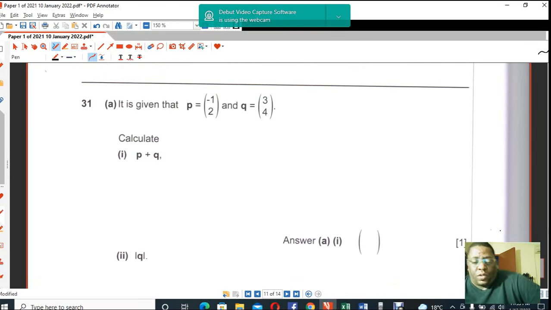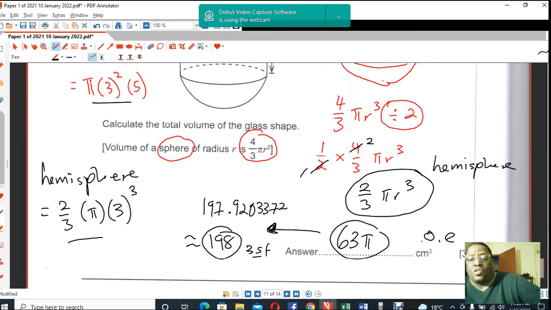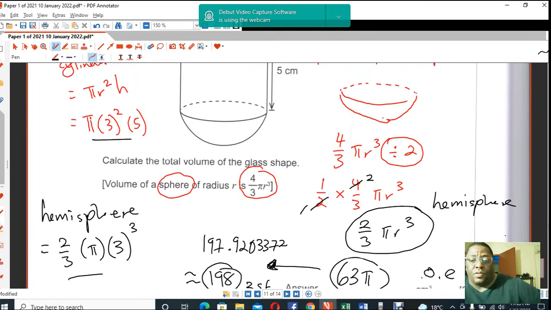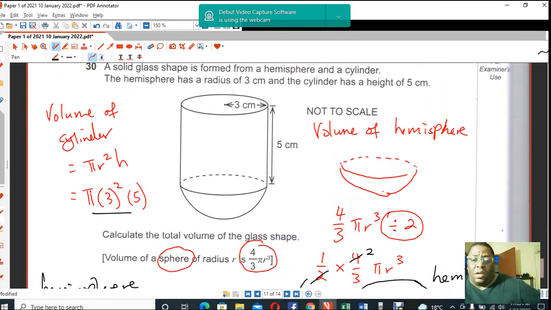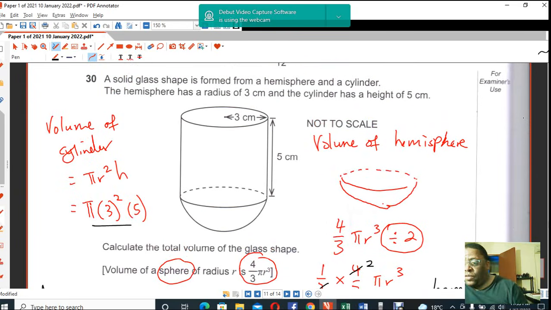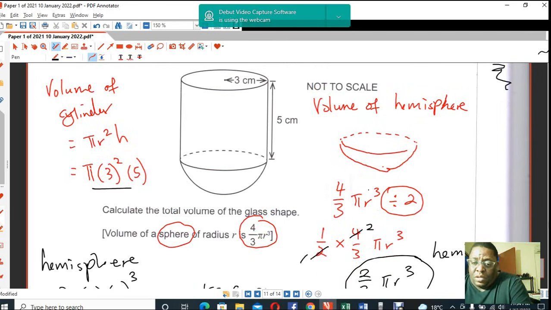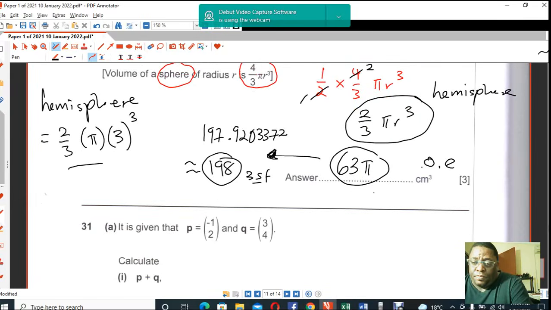Good. Question 31. Now I'll pause so that you can have a little look on this question, so you can see exactly what it is that we did. I used all of my space. Remember, you are just not writing in this column here where it says for examiners. But otherwise, feel free to use everywhere on the page.